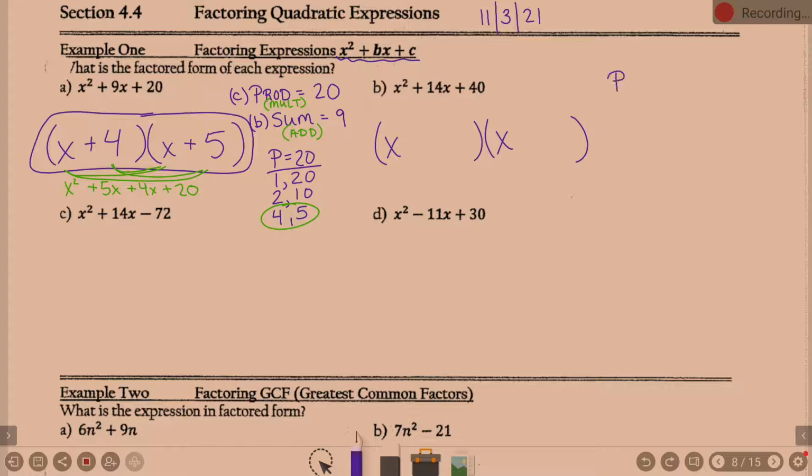Two numbers that give me a product of 40. And if you don't like my word product, you're substituting in there multiply. And they give me a sum of 14. And if you don't like my word sum, you're saying add.